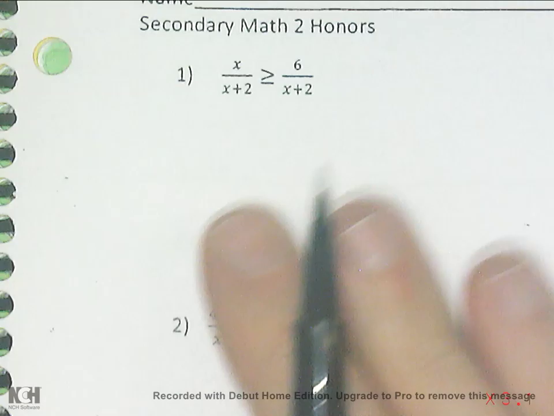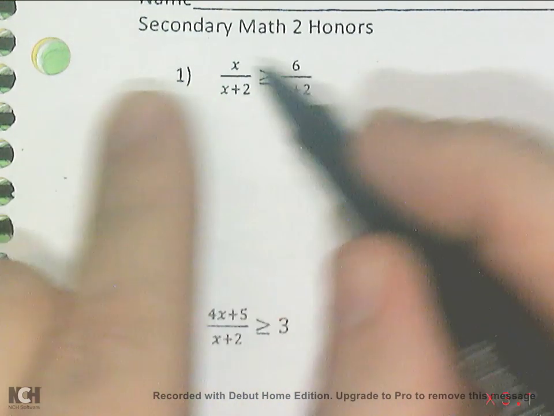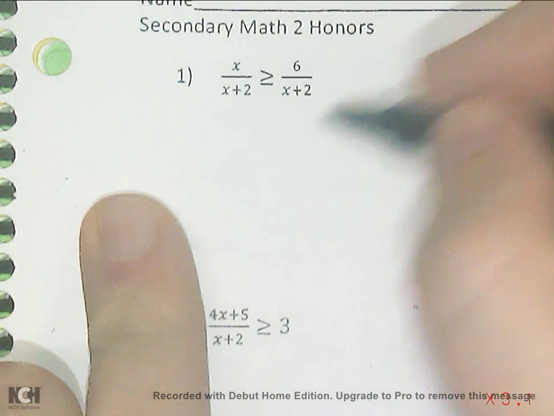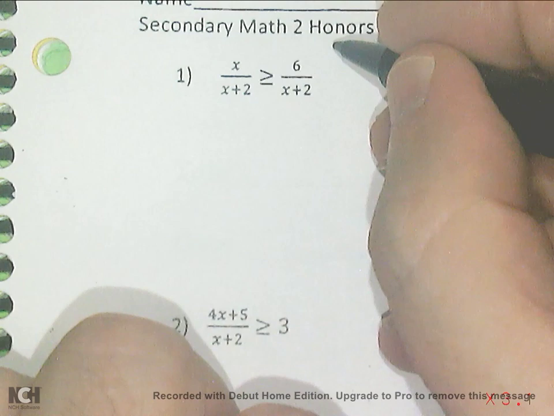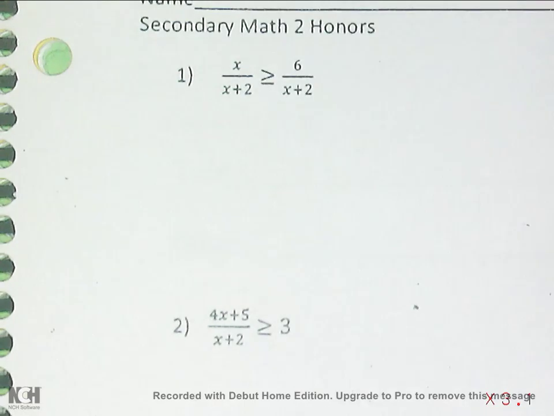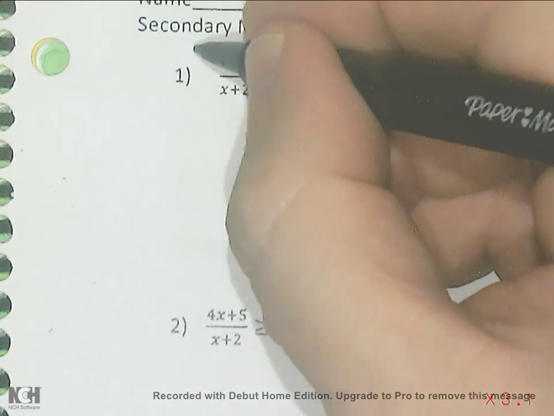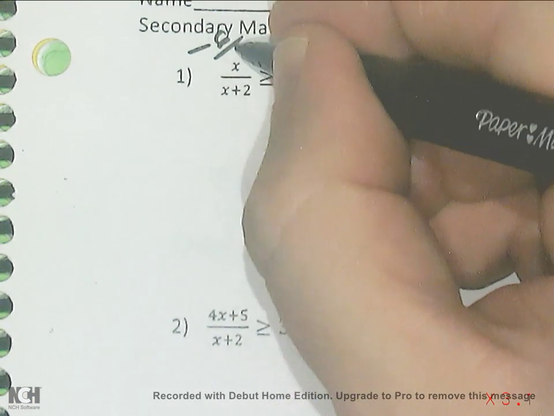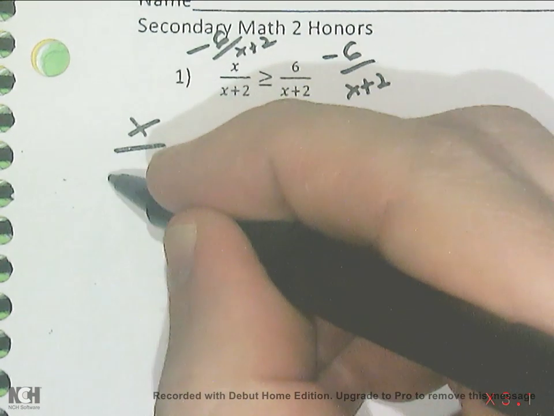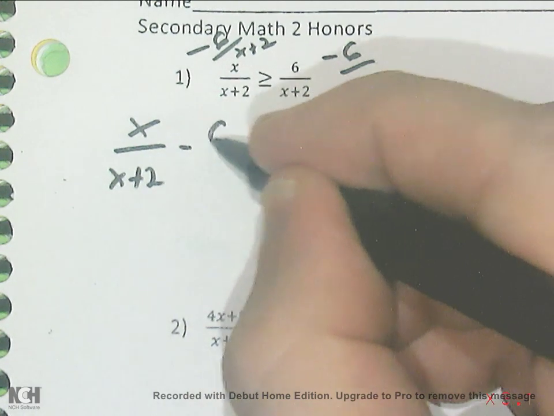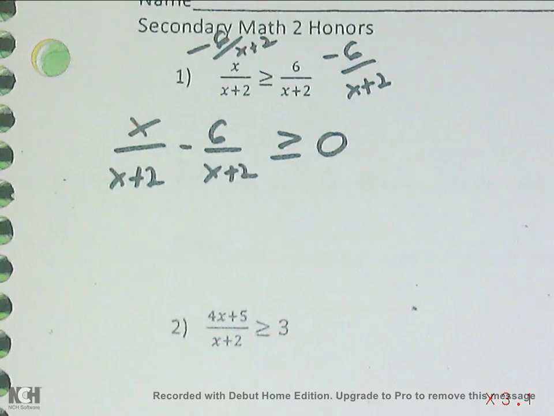We do not have everything to one side. So I've got this 6 over x plus 2. I need to move that to the other side. Anytime I want to move any kind of term, and this is all one term because it's all part of one fraction, I can just add or subtract it to each side. So I'm going to subtract 6 over x plus 2 from each side. That sets up x over x plus 2 minus 6 over x plus 2 is now greater than or equal to 0.